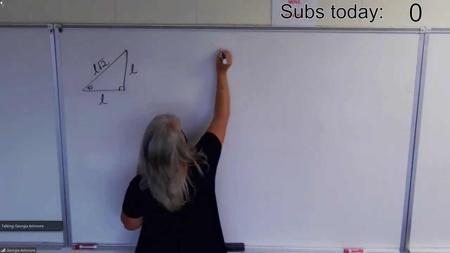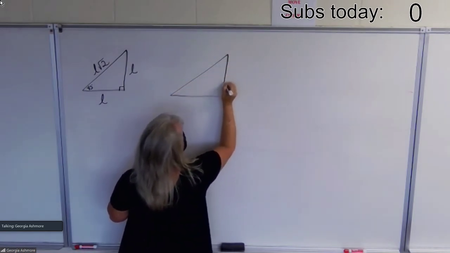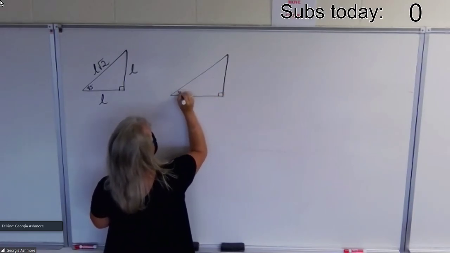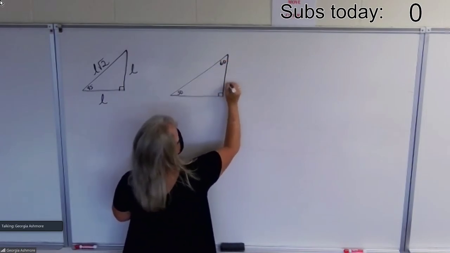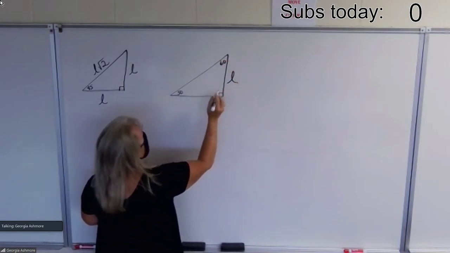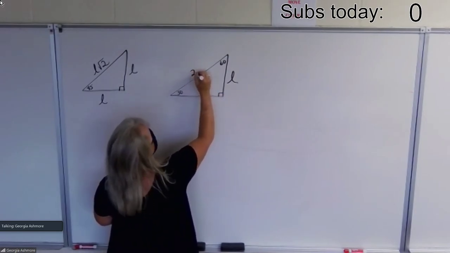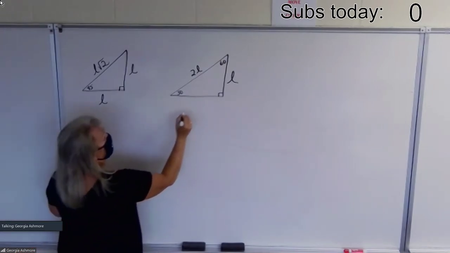It's a 30-60-90. It does not matter which one you make the 30, which one you make the 60. But across from the 30 is going to be L. Across from the 90 is going to be 2L. That's the longest side of that triangle. And across from the 60 is going to be L square root of 3.